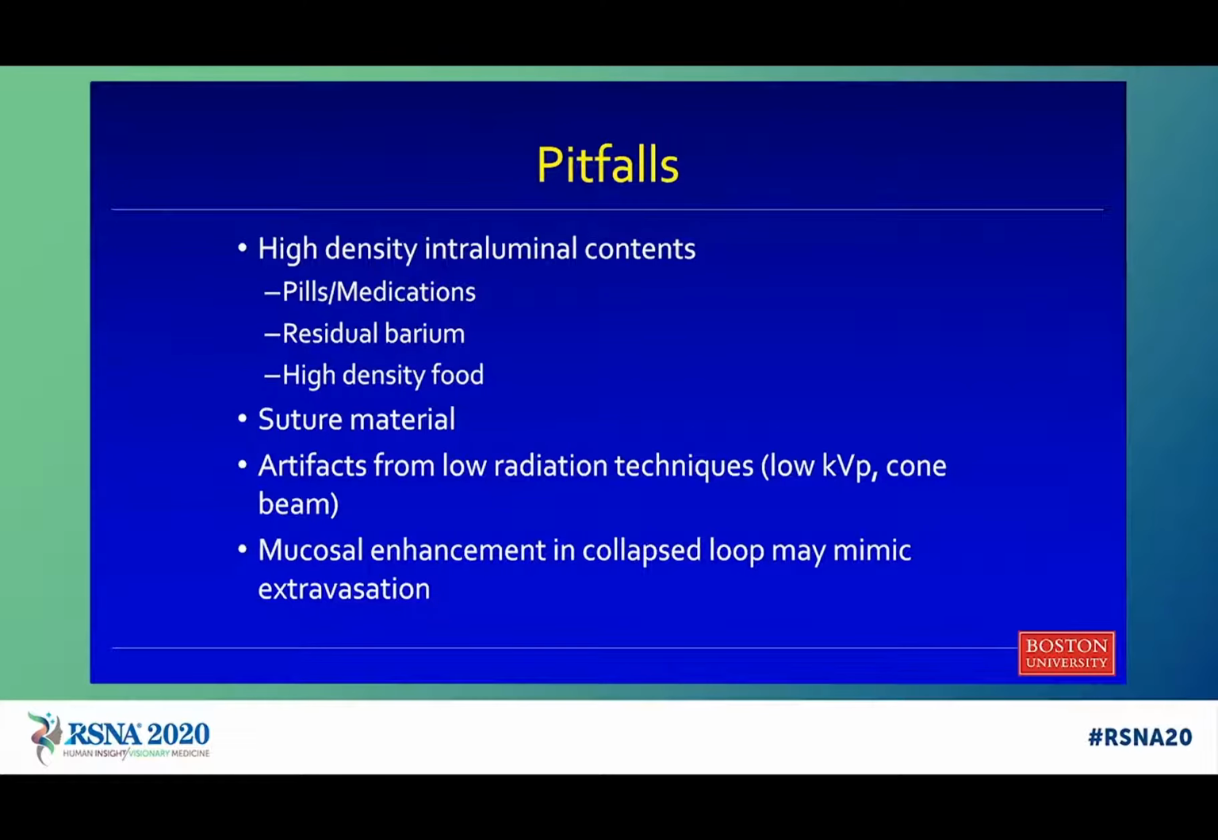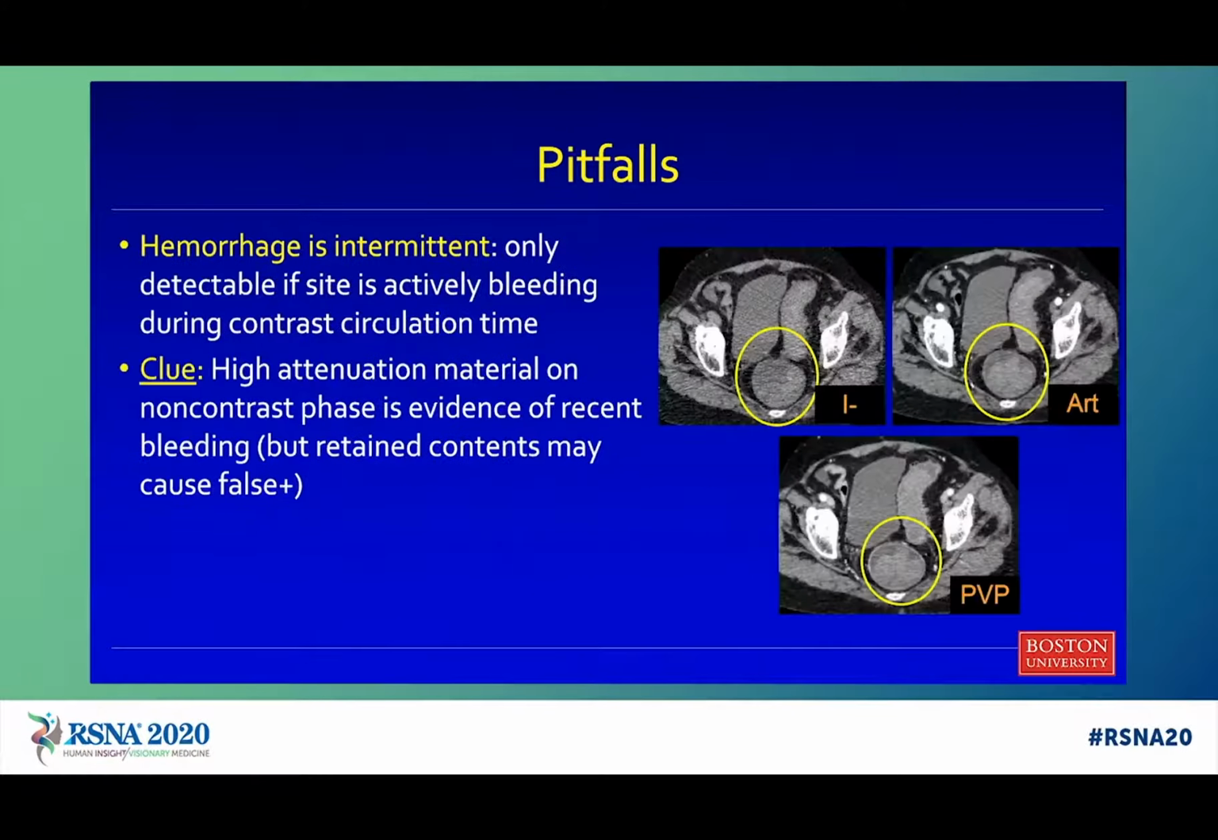The pitfalls of CTA for GI bleeding include high-density intraluminal contents, suture material, artifacts from low radiation techniques, and mucosal enhancement in collapsed loops of bowel, which may mimic extravasation. Also, hemorrhage can be intermittent. It's only detectable if the patient is actively bleeding at the time of the CTA.